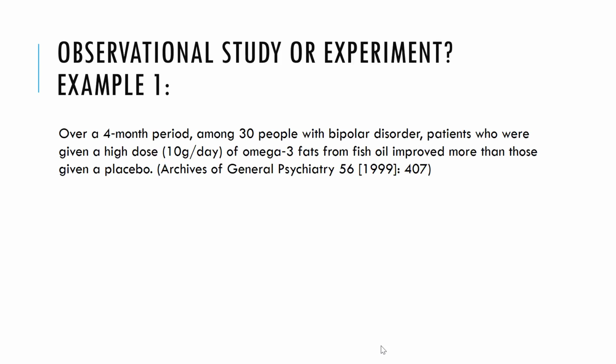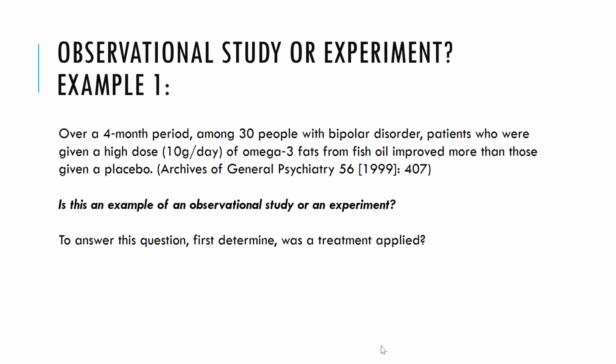Here's our first example. Over a 4-month period among 30 people with bipolar disorder, patients who were given a high dose of omega-3 fats from fish oil improved more than those given a placebo. Is this an example of an observational study or an experiment? Pause this video and think about that. Write your answer on a piece of paper.